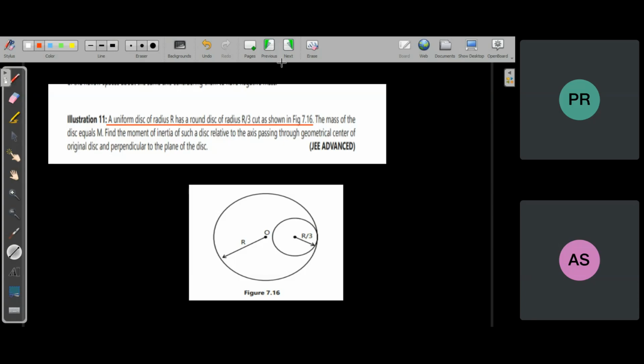See, sigma of the whole will be the same sigma for the disk and for the cut part also. So simply in terms of sigma, you write down the mass. Yes, sir, understood. Then by substituting, we can get the value of the moment of inertia of the disk.